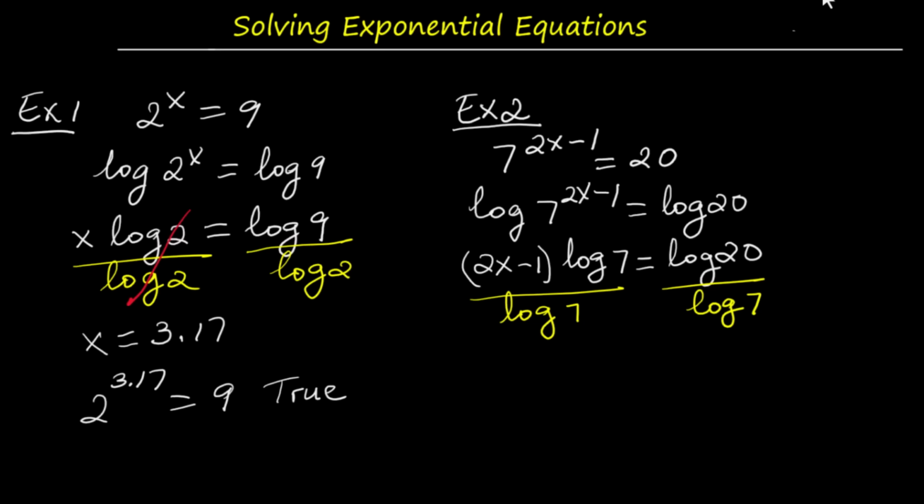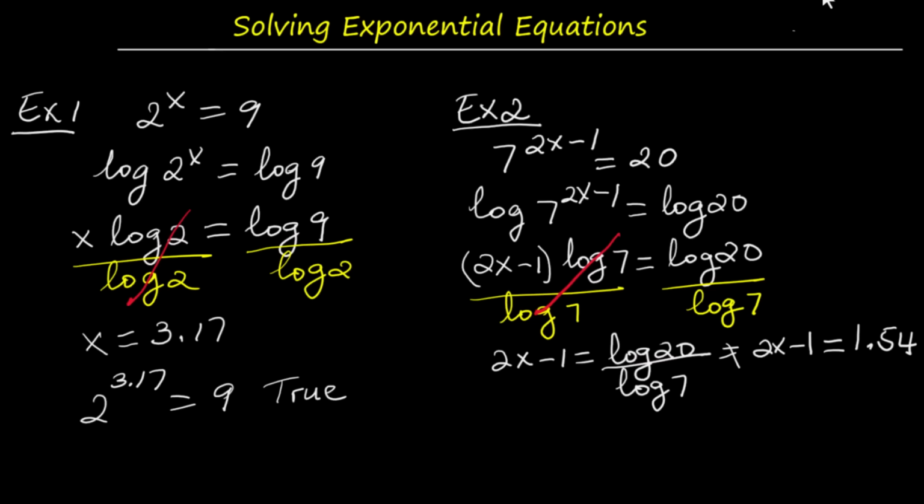On the left side, log 7 cancels out, and we're left with 2x minus 1 equals log 20 divided by log 7. Now use a calculator to find that decimal. Log 20 divided by log 7 is approximately 1.54. So now the equation becomes 2x minus 1 equals 1.54.